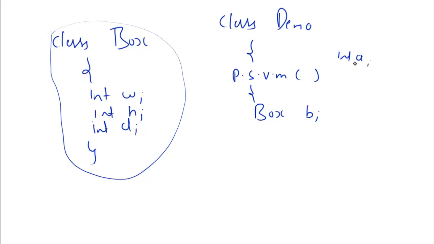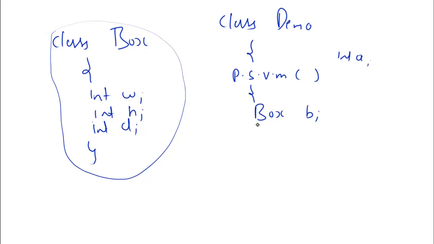In the same way, int is a primitive data type. A is just a variable of type int, and int is a primitive data type. In the same way, B is a variable of type Box, and Box is a user defined data type. Right now B is just a variable. Now when the variable starts pointing to the memory location, then it becomes an object.